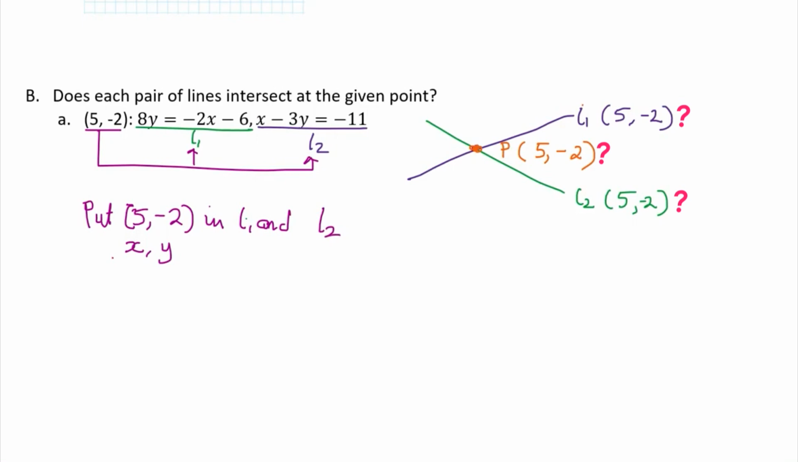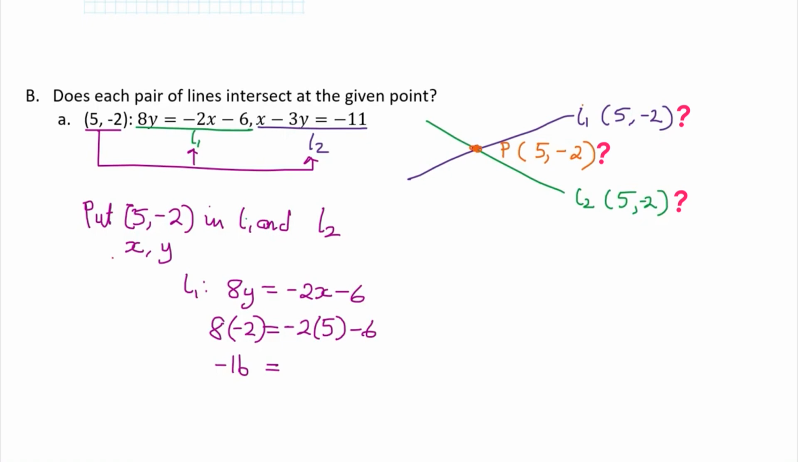So in line 1, we know that the equation is 8y is equal to negative 2x minus 6. So when x is 5 and y is negative 2, we're going to solve the left side of the equation and the right side of the equation independently. You don't want to move anything over. We want to see whether the left side is equal to the right side. So 8 times negative 2 gives us negative 16. And let's look at the right side and hopefully we get negative 16.